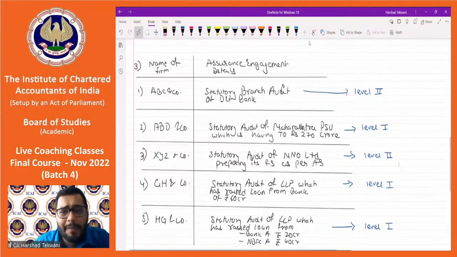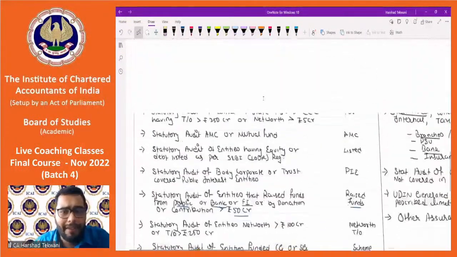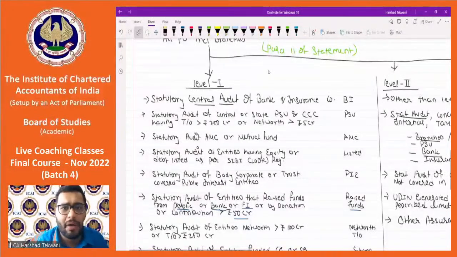First and third will be level 2, rest will be level 1, because first one is also my branch audit. Okay, I hope it is clear. Good. Let's move. So I hope level 1, level 2 bifurcation is pretty much clear now.